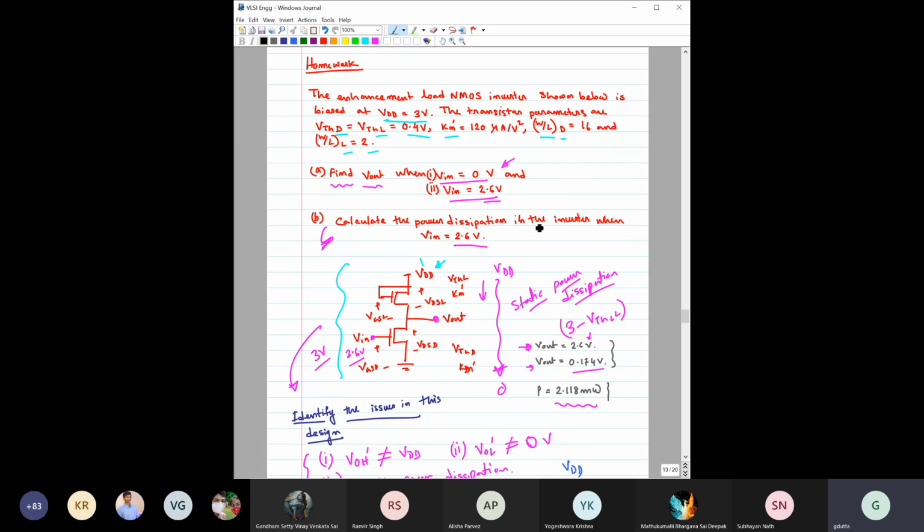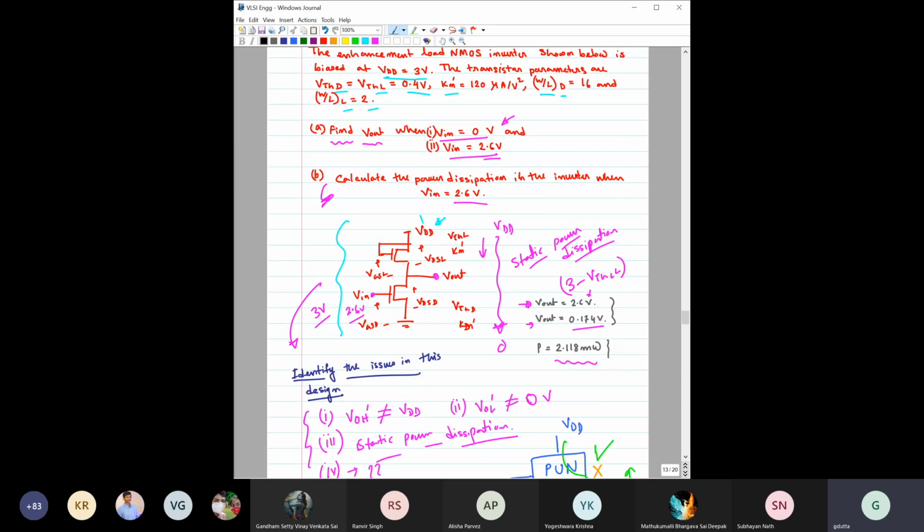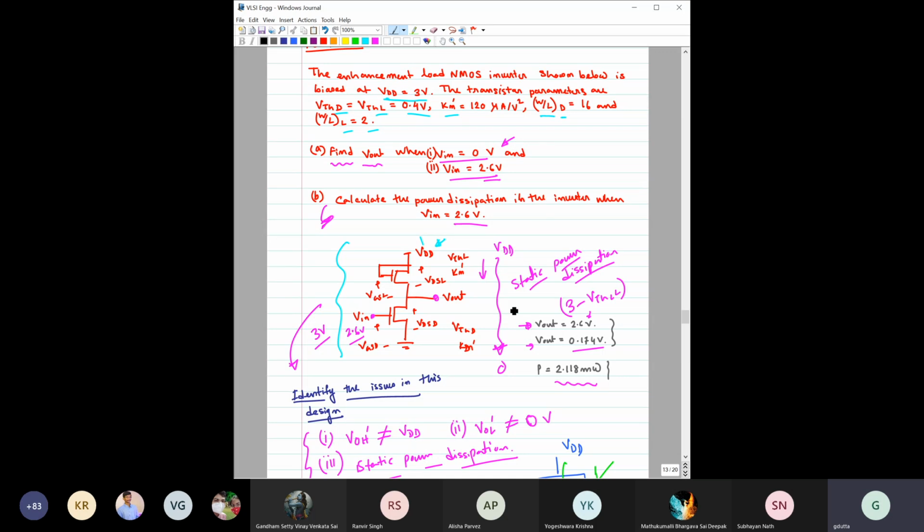Then we also discussed one homework where you need to find a couple of things. One of them is the static power dissipation. It is important. So far, in both inverter techniques that we have discussed, static power dissipation is the issue.